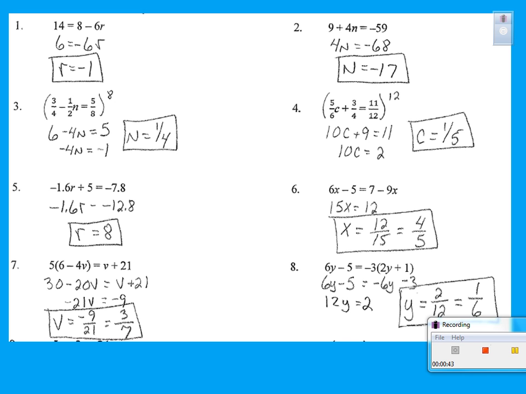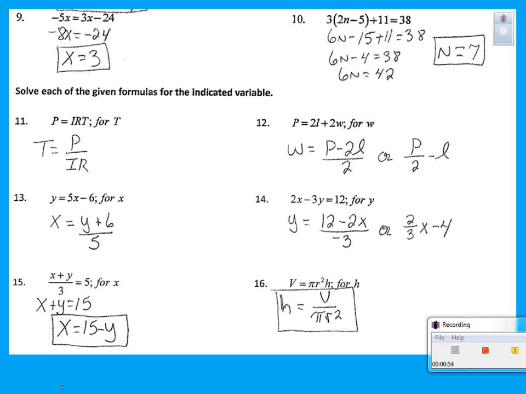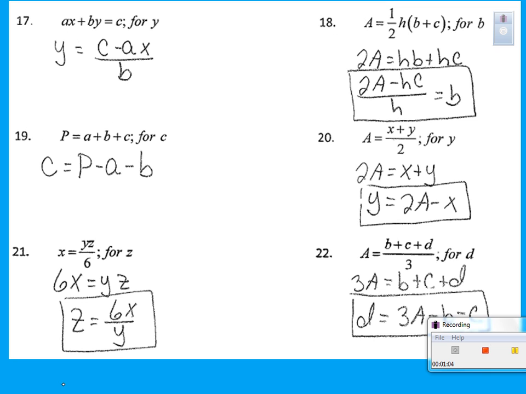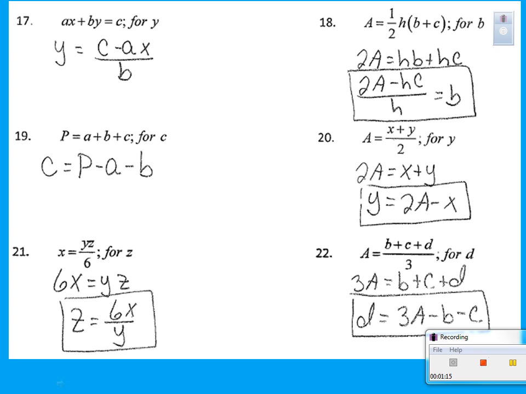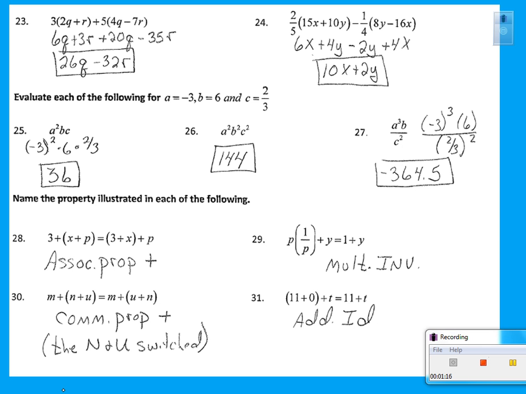So there's the answers on 1 through 8. There's the answers on 9 through 16. Really pay good attention to these literal equations, 11 through 16, because those are tough for some students. And then 17 through 22. So there's what we got going so far. I'll see if I can move that down a little bit so you can see number 22 better. Okay. And then that brings it home.